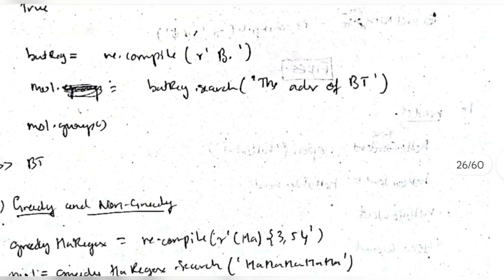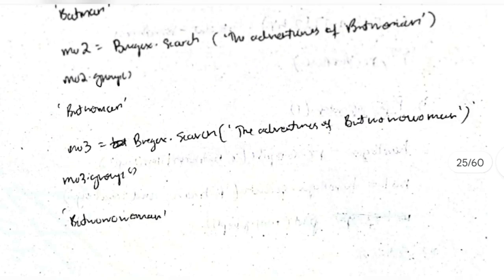And the next one is dot. Dot can match any of the characters. Okay, so in the dot, any one of the characters will be matched. So I have like BT here, so BT will be matched and printed. Okay, so these are the 4 different types of operators.